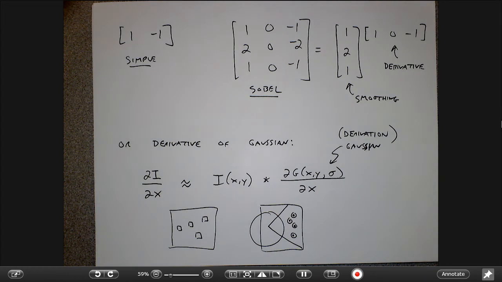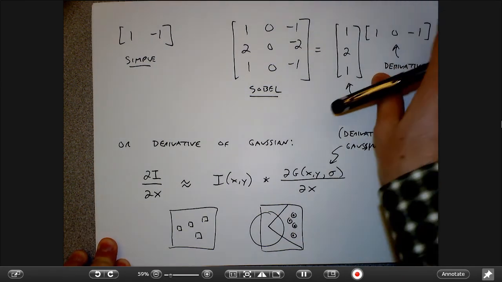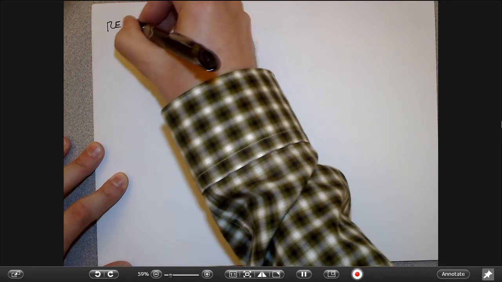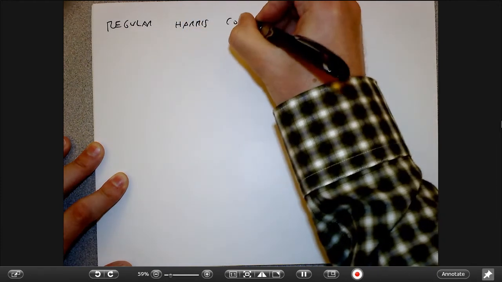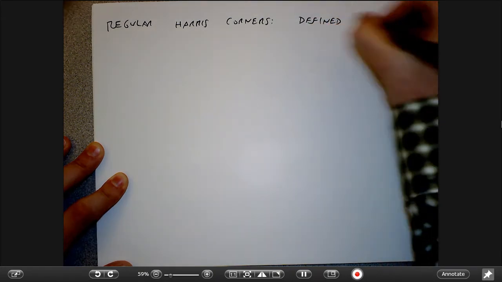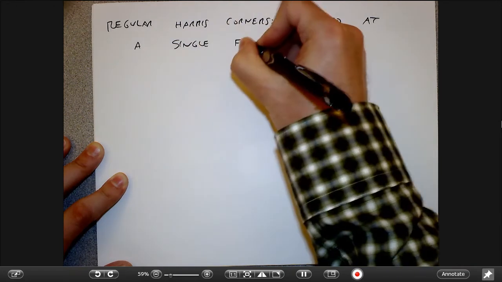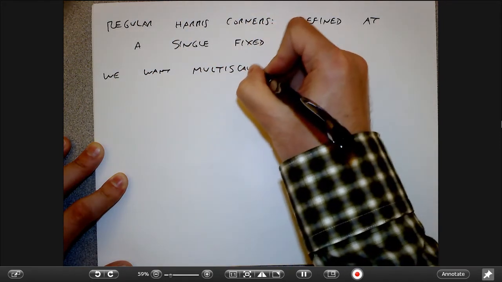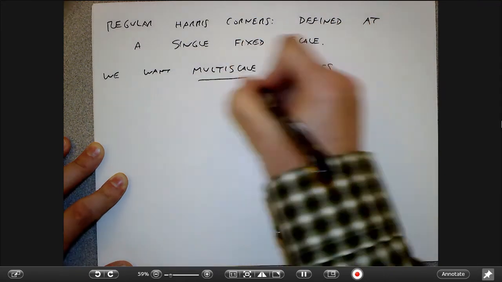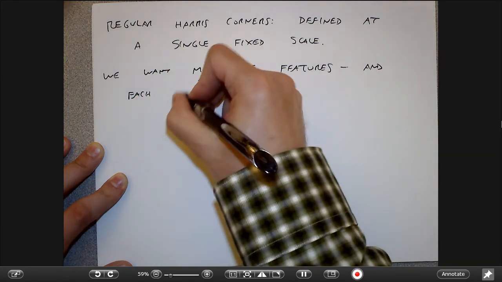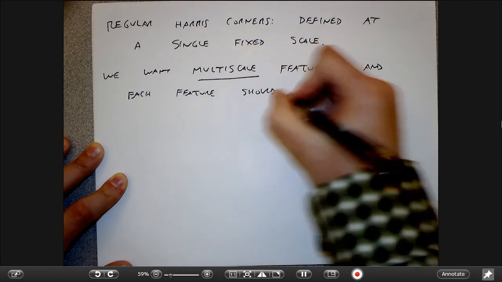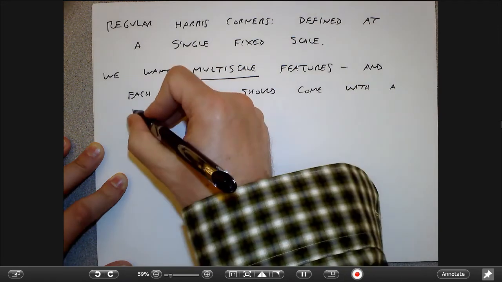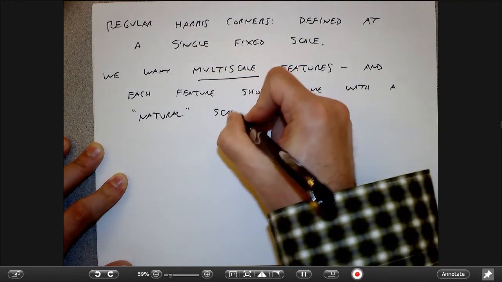Okay. Now I've got to get ready for the really dense part here. Let me try to condense what I just said: regular Harris corners are defined at a single fixed scale. We want multi-scale features, and each feature should come with a natural scale.